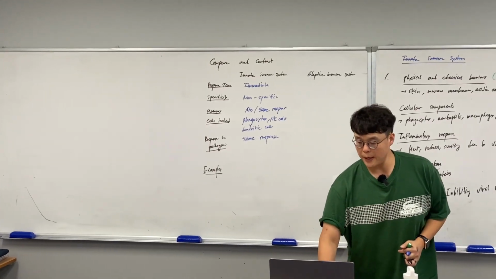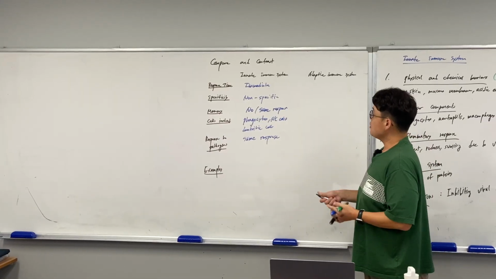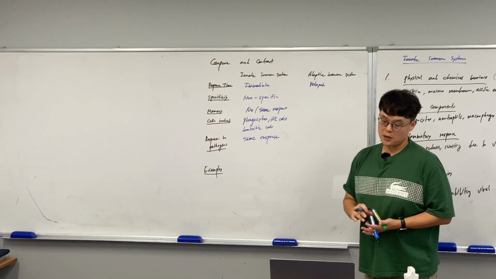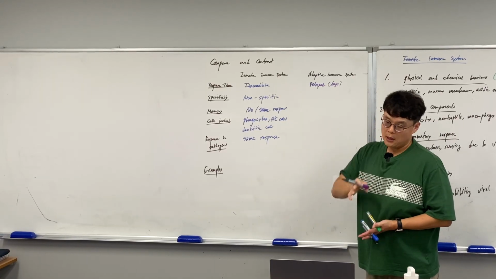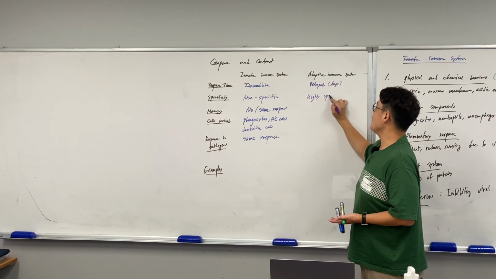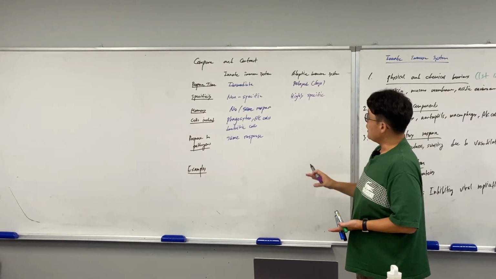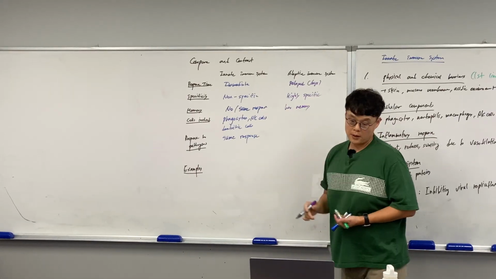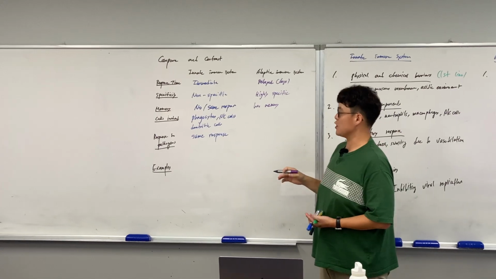Okay, let's talk a little more about the adaptive immune system. The adaptive immune system is pretty delayed compared to the innate immune system. It takes about days to get activated, but it is highly specific. And it also has memory of the cells, and it will also be very fast and stronger upon re-exposure.